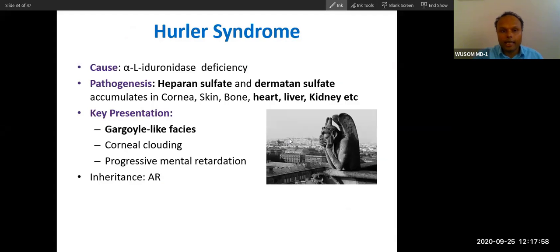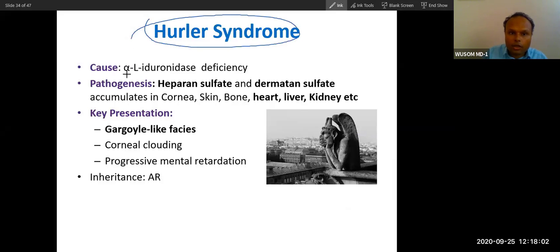So it will be more clear here. You can see, this is Hurler syndrome. Hurler syndrome, what is the cause? Deficiency of this enzyme, iduronidase. Iduronidase. ID card, you can remember from ID card, uronic. So iduronidase, you can remember from your ID card. Deficiency will cause Hurler.